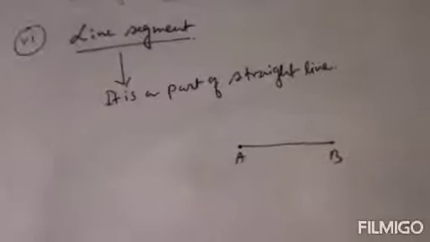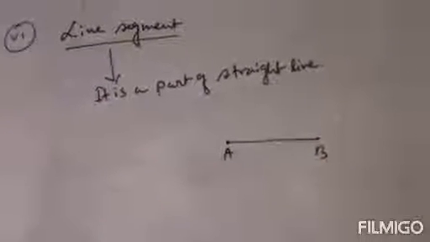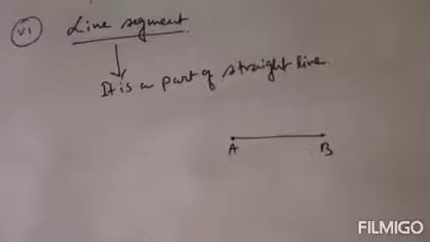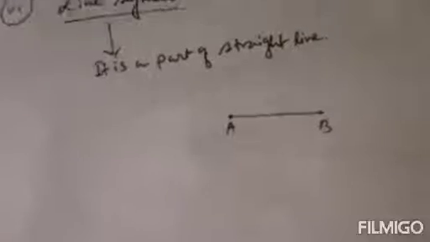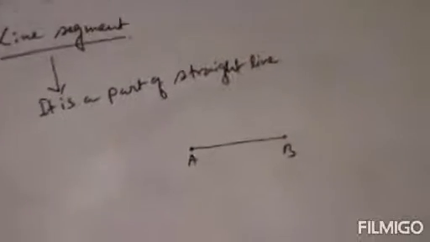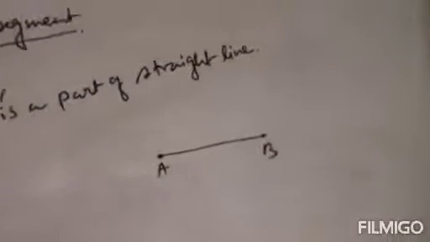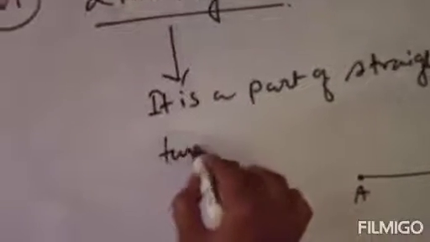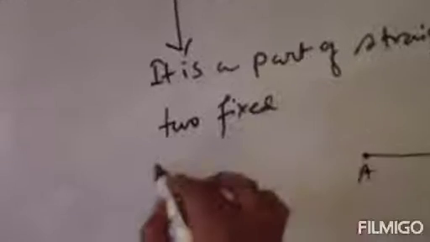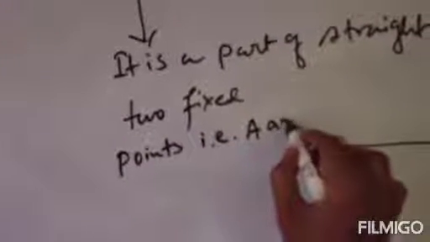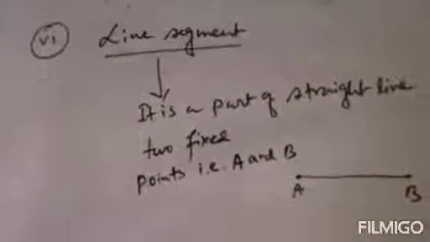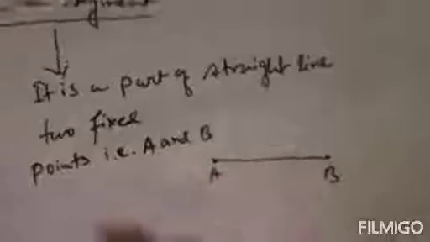But in case of a line segment, both of these points remain fixed in their position. That means no extension is required. The 2 points A and B are already fixed in their position. That is actually the line segment. That means it has 2 fixed points, one is A and another one is B. So a line segment has 2 fixed points. Here extension is not required. That means the A and B points need not be extended.